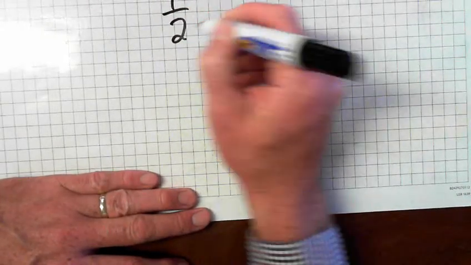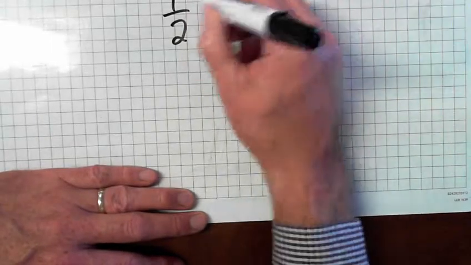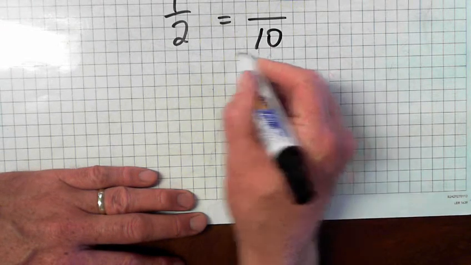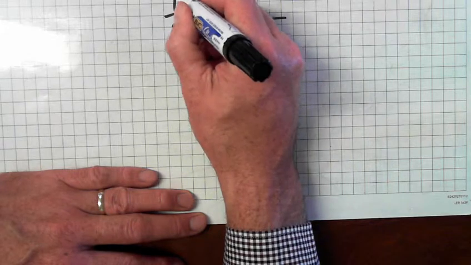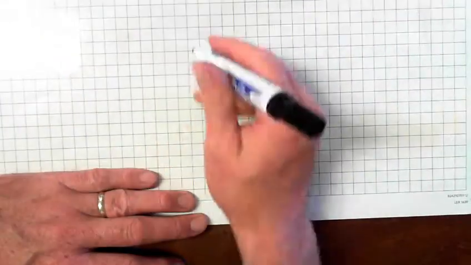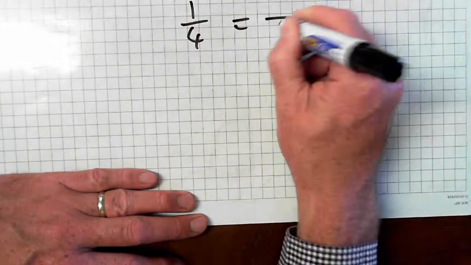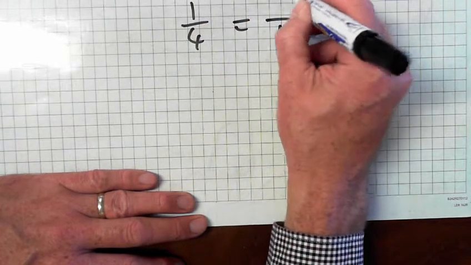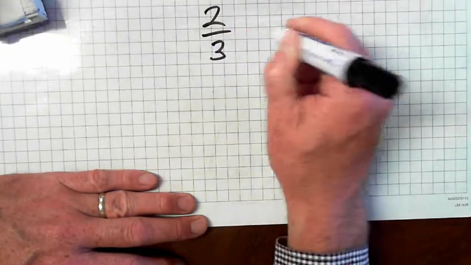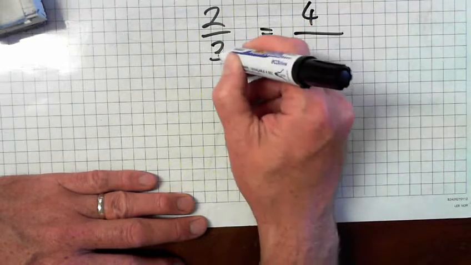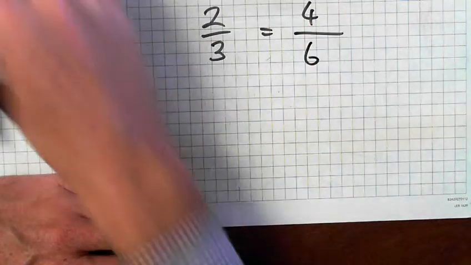Okay, so a half, that's a proper fraction. And a half is how many tenths? Well, we have to multiply by 5 here. 2 times 5 is 10, 1 times 5 is 5. A quarter, 12: 4 times 3 is 12, 1 times 3 is 3. 2 over 3 is equal to 2 times 2 is 4, 3 times 2 is 6.